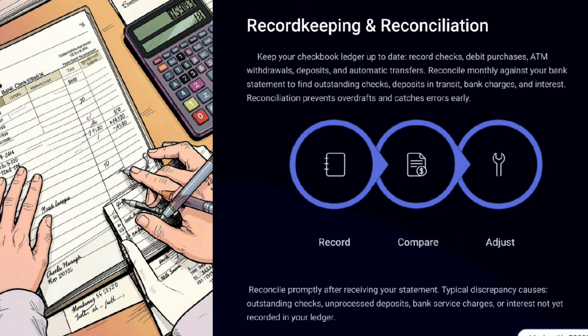So, the next one is the compare. Reconcile monthly against your bank statement to find outstanding checks, deposits in transit, bank charges, and interest. So at the end of the month, take your official bank statement and compare every listed line item against your personal ledger. Look for discrepancies such as outstanding checks, deposits in transit, or unexpected bank fees.